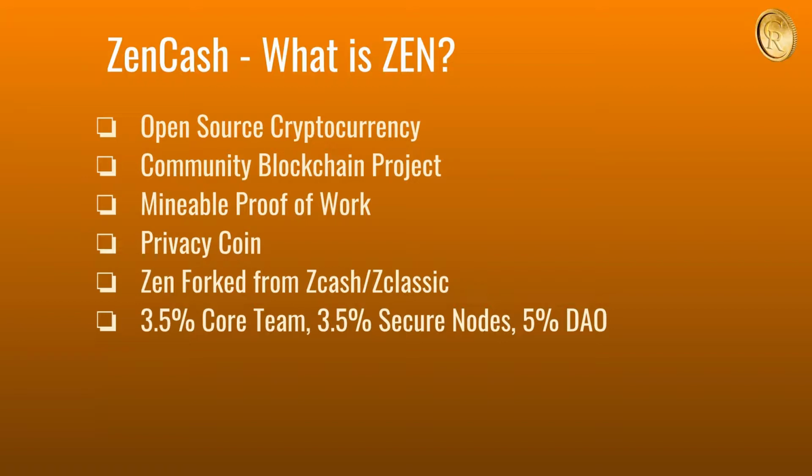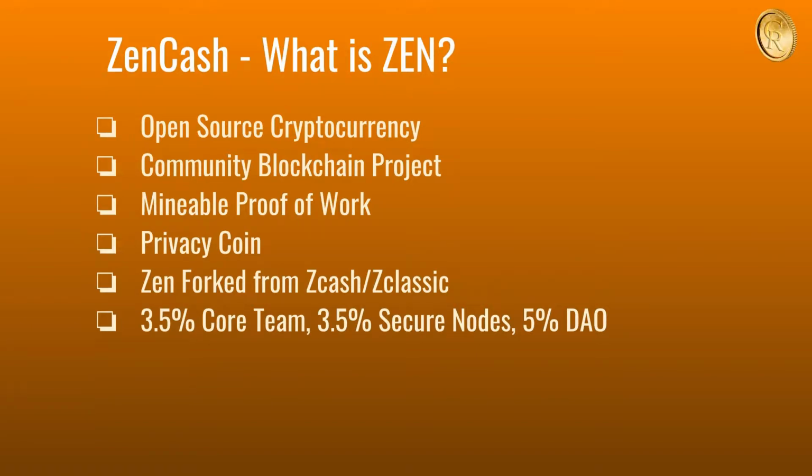It's open source. It's very much a community project. It's a mineable proof of work privacy coin. Zen was forked from Z Classic. Z Classic was forked from ZCash.